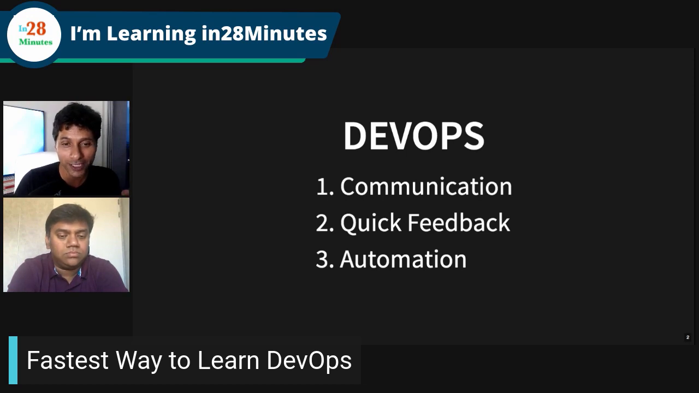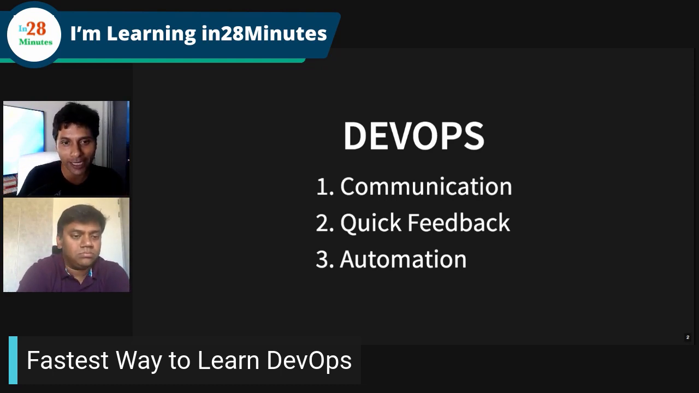One is communication between members in the teams. There are different teams that are part of DevOps. You have development team, testing team, you have operations team, and you have also the functional or the business team. So enabling good communication between all the team members and the teams that are part of the entire project is one of the most important goals of DevOps.